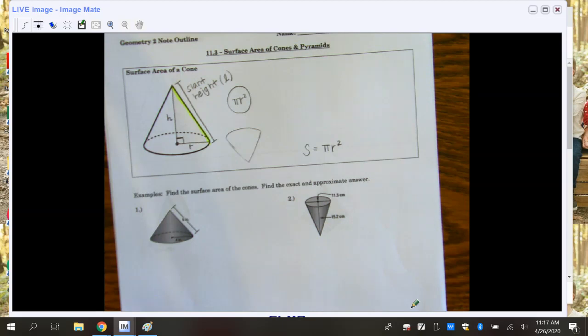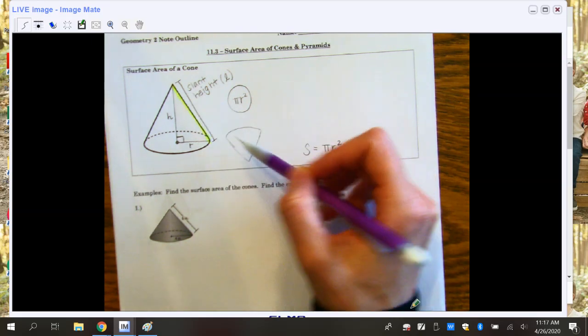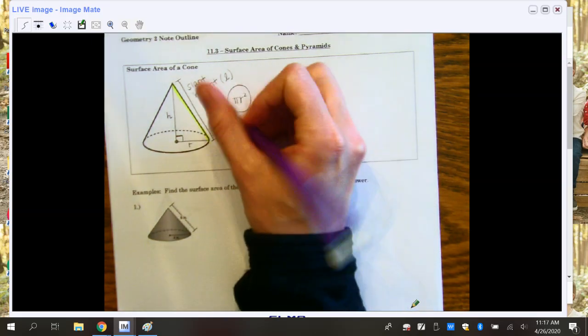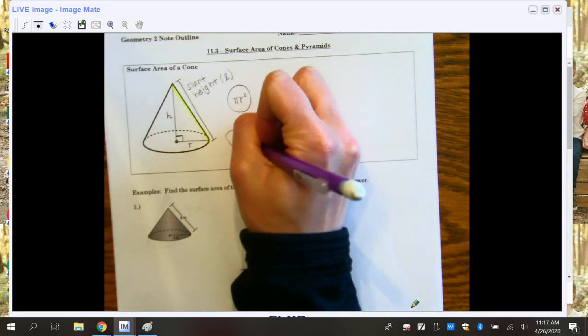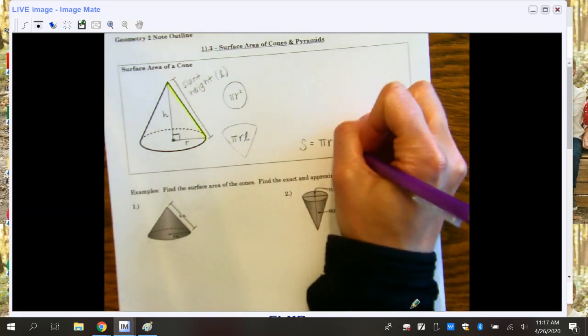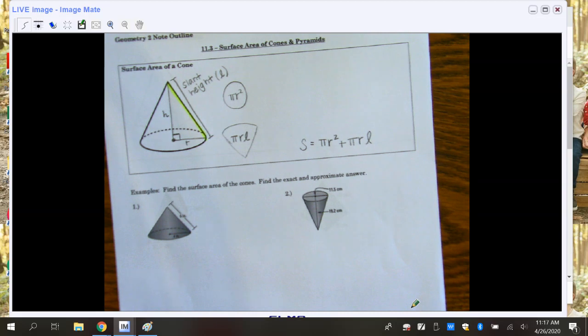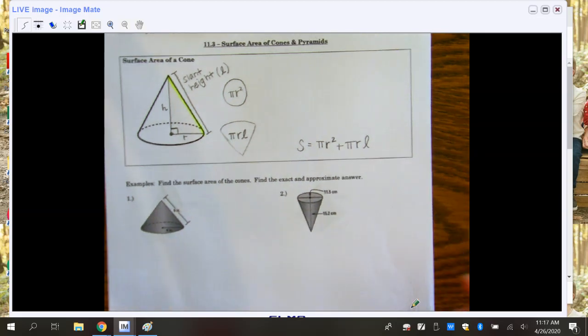Okay, and so the formula for this part of the cone, the wraparound piece, is pi times r times your slant height. And so when we add those two together, that is going to be the total surface area of your cone. Okay. And so we always need to make sure we find the radius and the slant height. If we know both of those things, then we can go ahead and find the surface area.